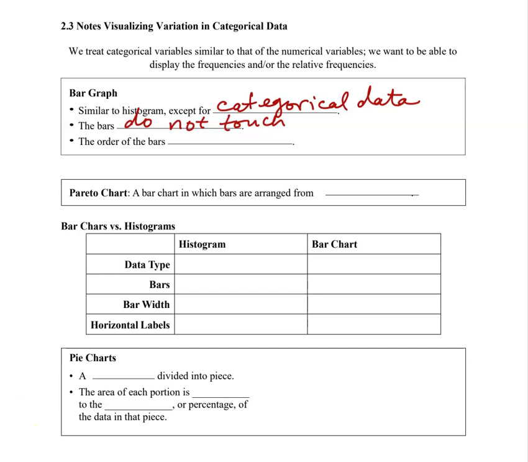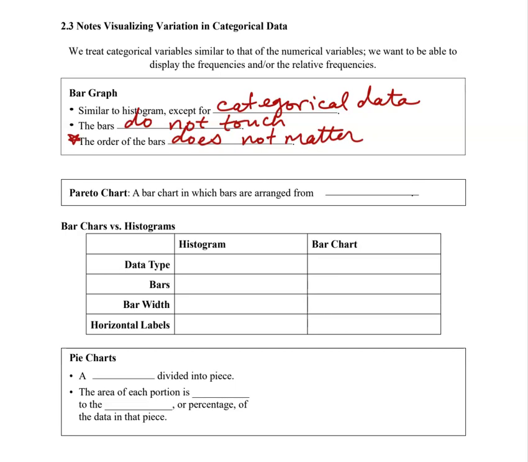And finally, with a bar graph, the order of the bars does not matter. This is a really important point. I think this may be the most important little point in this box. The reason I say that is because with bar graphs, remember you're displaying categorical data. With categorical data, everything is classified into different categories of some sort, and the order of the bars makes no difference. With histograms, remember, your bars go from smallest to largest. You're talking about numbers, and so it's on a number line. But with categorical data, the order of the bars in the bar graph does not matter. There's no inherent order to any of it.